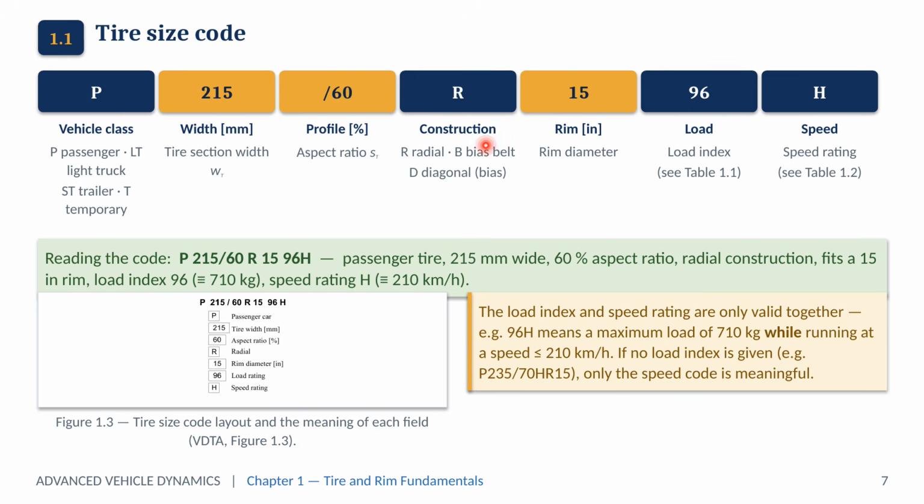96 is the load index from Table 1.1. H is the speed rating from Table 1.2. So the code P215/60R15 96H means a passenger tire 215 millimeters wide, 60% aspect ratio, radial construction, on a 15-inch rim, carrying 710 kilograms at up to 210 kilometers per hour.